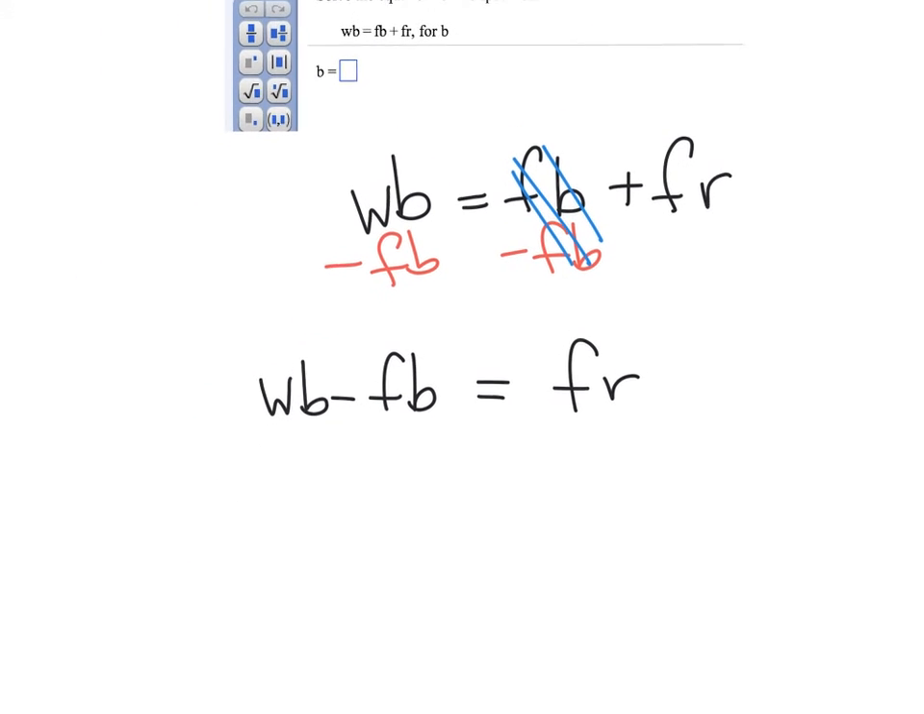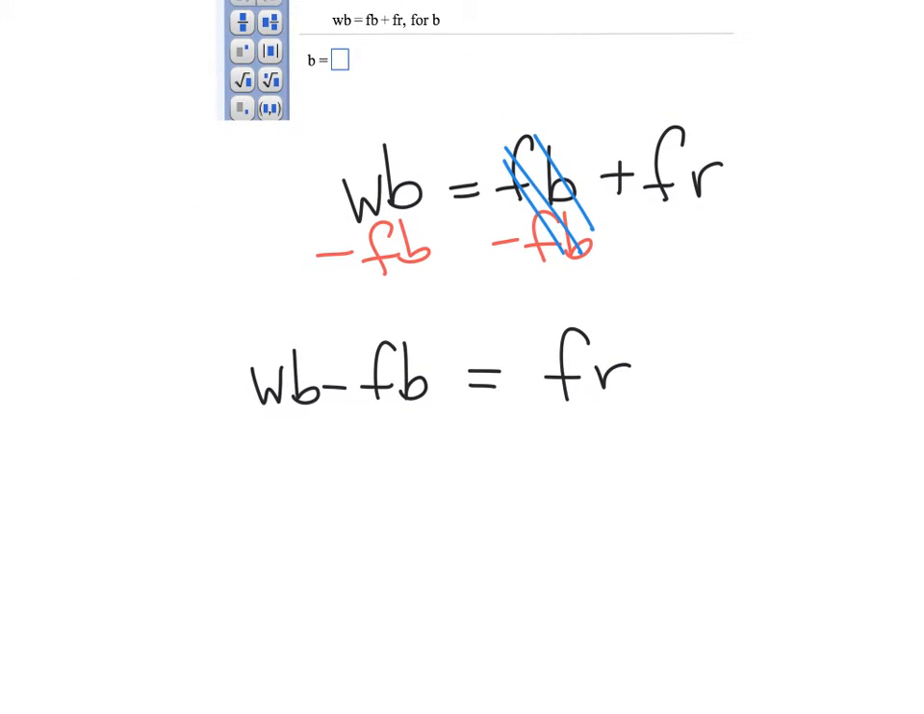All right? And now, you'll notice that this b shows up twice. So I'm going to use the distributive property. I'm going to take out that b, and on the inside I end up with w minus f. Take a moment and make sure you understand why these two lines are the same. Because b times w is wb, b times negative f is negative fb. So these two lines are the exact same, and that's equal to fr.